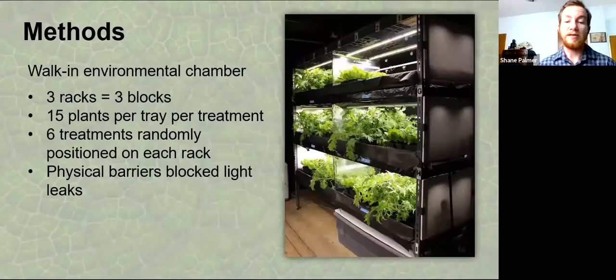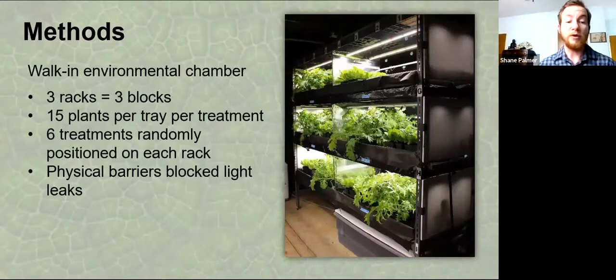This is an example of one of the racks that we used. We had 3 racks in a walk-in growth chamber, each rack representing 1 block for the experiment. 15 plants were in a tray per treatment, and each rack could hold 6 different sections representing photoperiod treatments. And the lights could be individually programmed in each section.